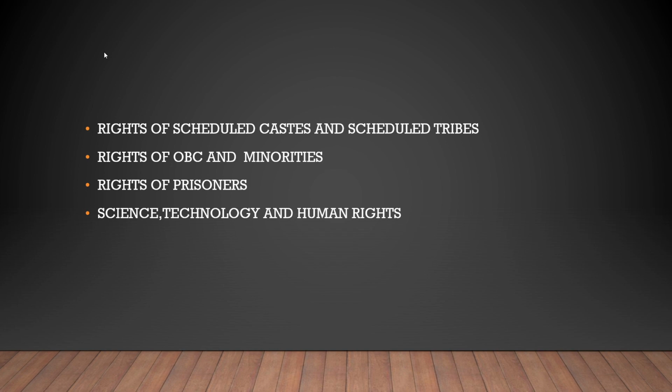Minority means not the majority of the population. So who all come under minority? Muslims, Sikhs, Christians, Buddhists, Jains and Parsis come under minorities under Section 2C of the National Commission for Minorities Act 1992. Minorities' rights guarantee no discrimination based on caste, creed and so on.